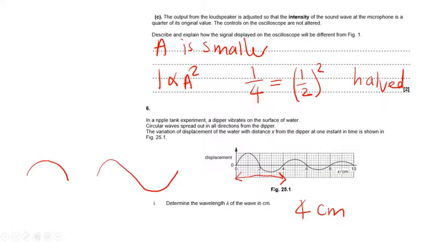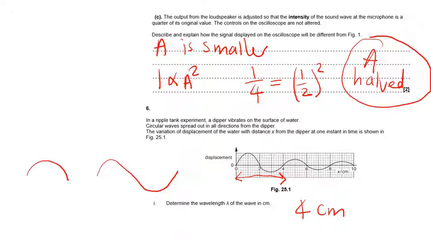Describe and explain how the signal displayed on the oscilloscope will be different. Here, the amplitude is smaller because of the equation: intensity is proportional to amplitude squared. So 1 over 4 is equal to 1/2 squared, because the question says the intensity is a quarter. That means the amplitude is halved.